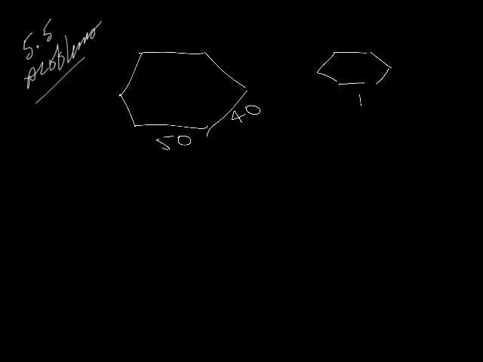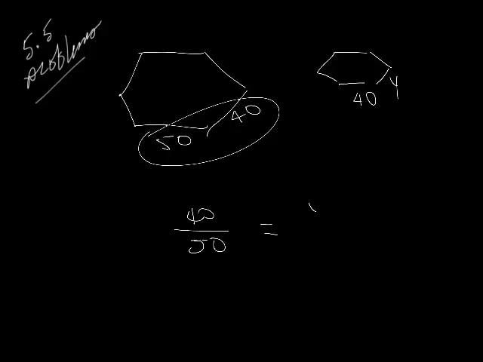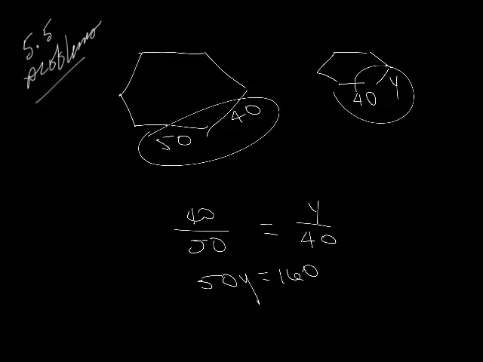Let's jump up to one like number 9, though. It looks kind of goofy because it looks like it's a hexagon. And it's saying that that's 50 and that's 40. And this little one is 40 and this one's y. Well, let's put an equal sign here and let's write it as 40 over 50, this one, and the other one would be y over 40, this one. Cross multiply, 50y equals 160, divide by 50, divide by 50, those go away, and then you solve from there.